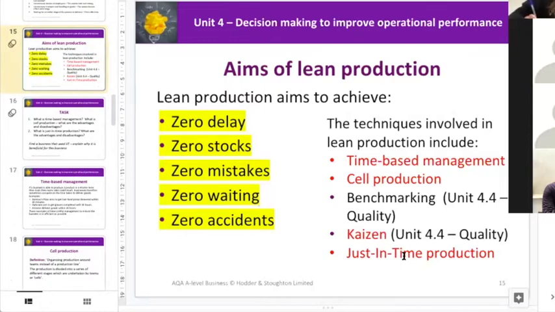I think the most important approach for lean production is just in time and Kaizen, these 2. Because most of the time they are actually in your exams. I don't know why, but they like to test your Kaizen just-in-time production. Okay, so I'm going to explain one by one. So the first one will be time-based.